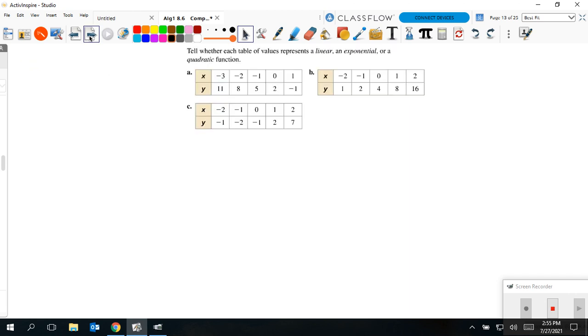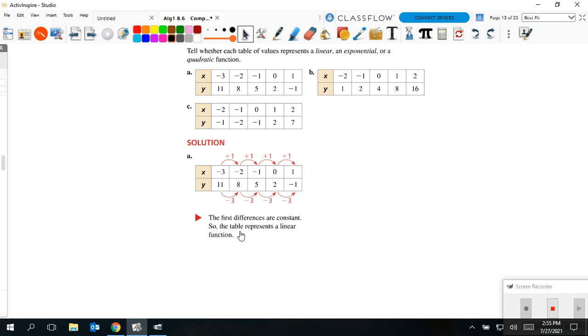So you can see here on these three, all the x values are constant on letter A. They're all constant. They're going up by ones. And if you look at the y values, they have a constant common difference there of going down by 3. So that's definitely a linear function with a first difference that's being constant. So they have a common difference, all the y values.